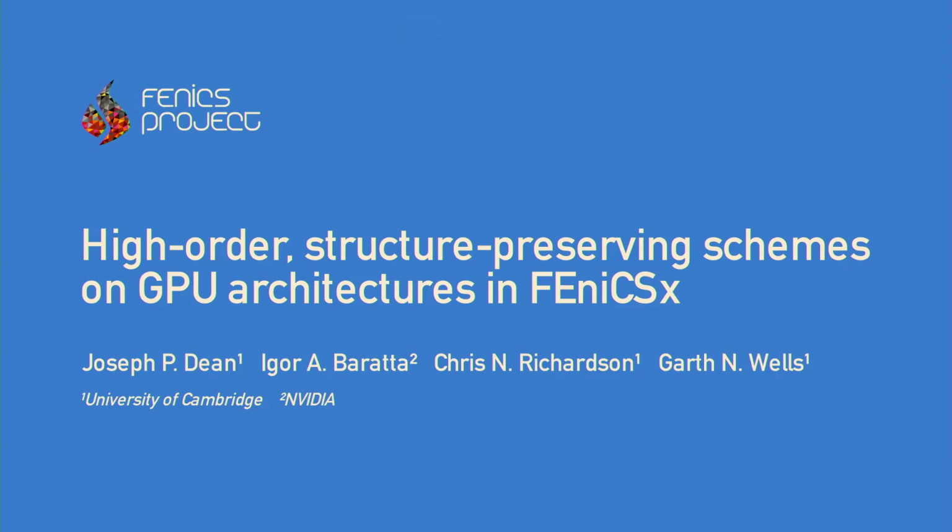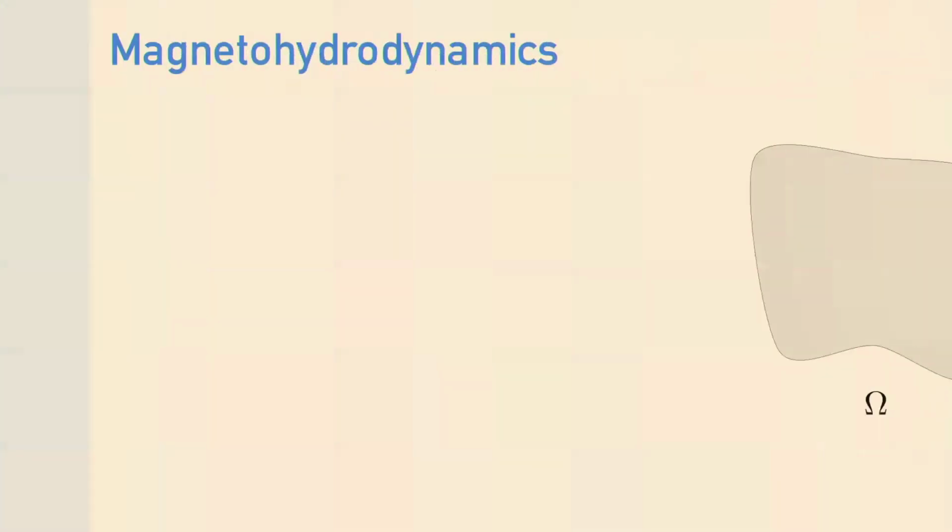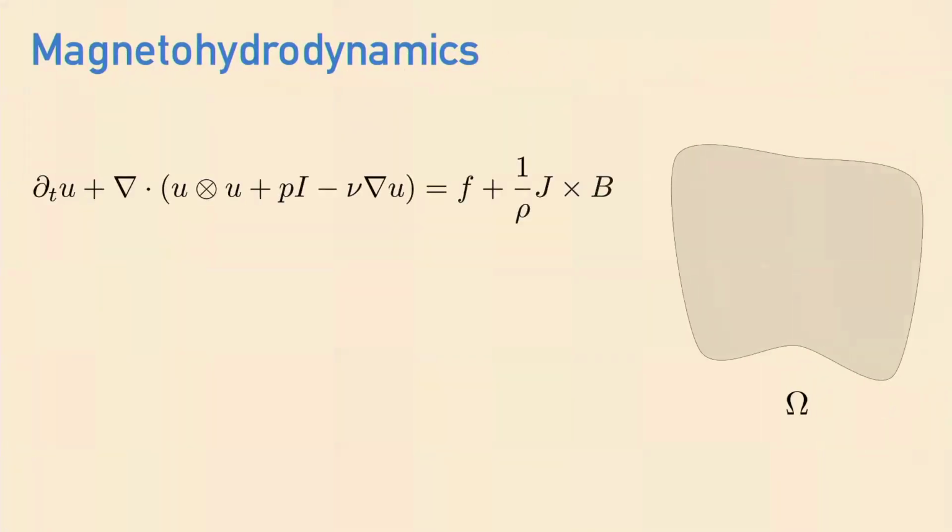Okay, hi everyone, I'm Joe, and today I'm going to be talking about some work we've been doing on high-order structure preserving schemes on GPU architectures in FEniCSx. This is some work I've been doing with Igor and Chris and Garth. It's very much a work in progress, and that means that my talk today suffers from the unfortunate problem of not really having any results in it. So I apologize in advance for that. The other problem is that I'm going to start by talking about the magnetohydrodynamics equations because that's the target application, but most of what we've done so far has been in relation to Poisson's problem.